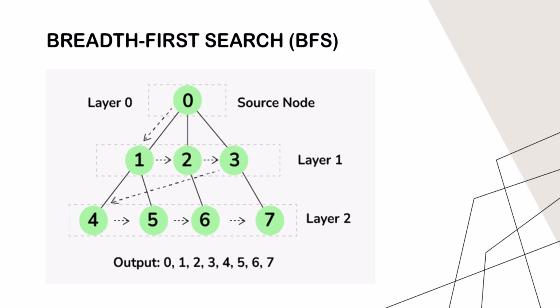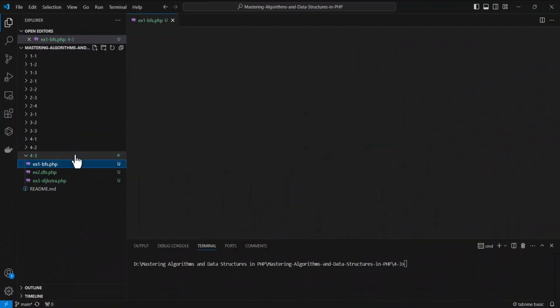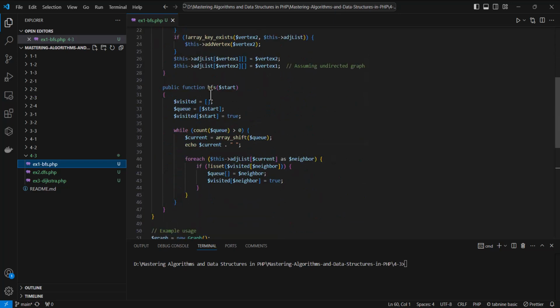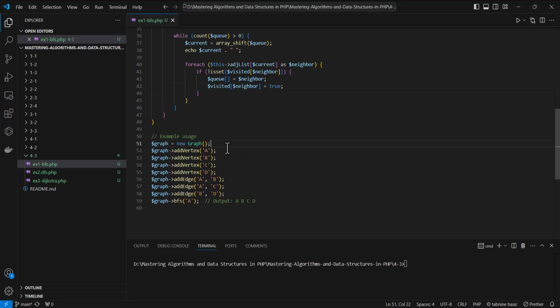Breadth first search, BFS, is a traversal algorithm that explores nodes in a graph level by level, starting from a given node and visiting all neighbors before moving to the next level. BFS is often used for finding the shortest path in an unweighted graph. In this example, we start the BFS from vertex A, visiting all neighbors at each level before moving to the next. This makes BFS ideal for finding the shortest path in an unweighted graph.